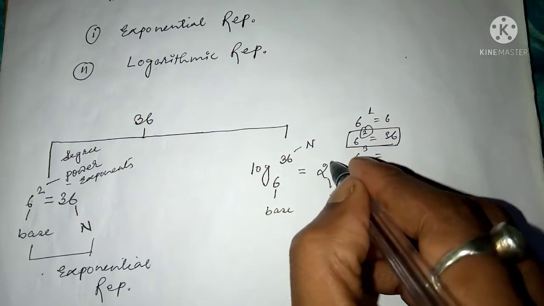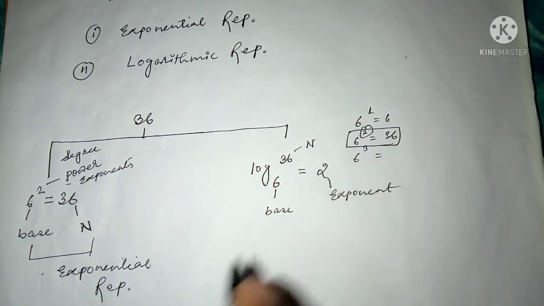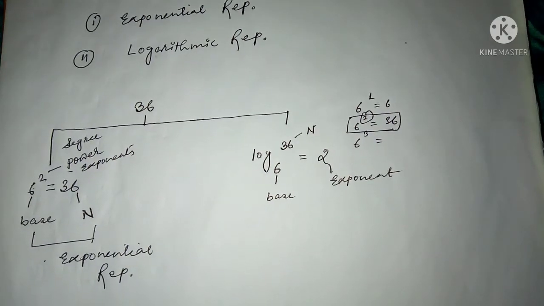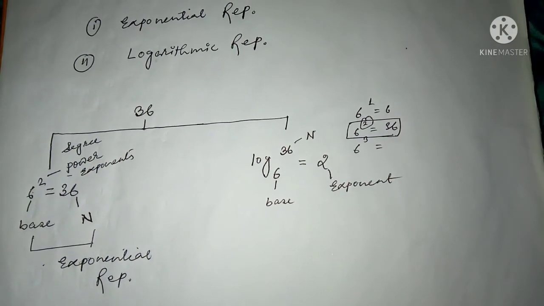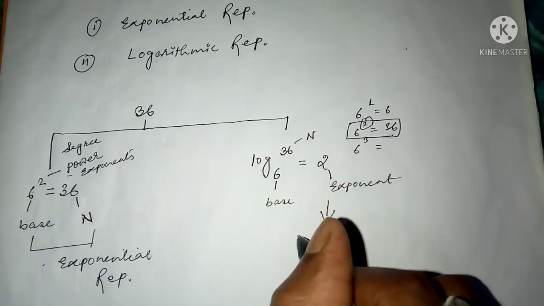So our answer is what here? 2, and this 2 is the degree. That's why I wrote here 2 as your exponent, okay. It's very simple. Now see here, this is called our logarithmic representation, okay.